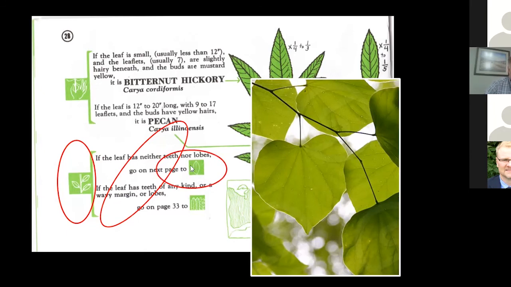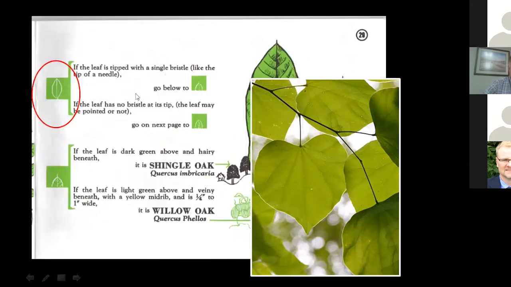next page, and we're going to look for this icon right here, next page. And that's page 29. Here's the icon. And now the two words that we want to look for here is a single bristle or no bristle.